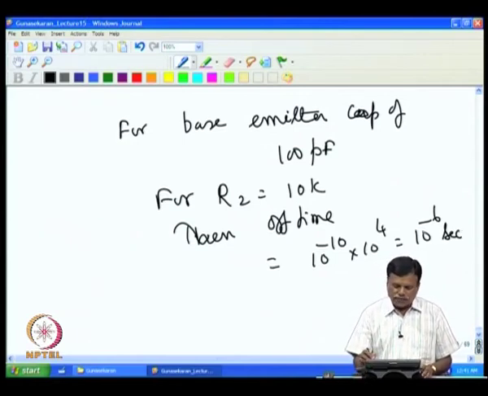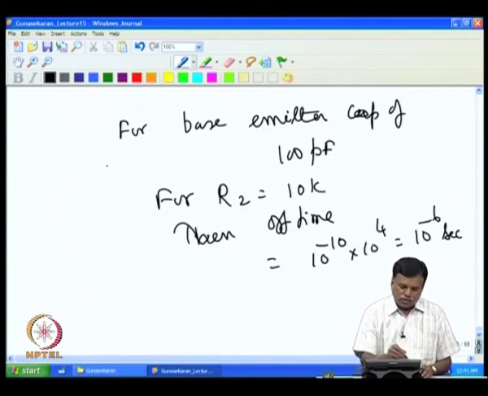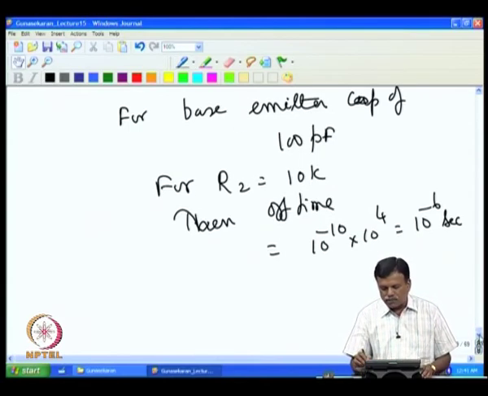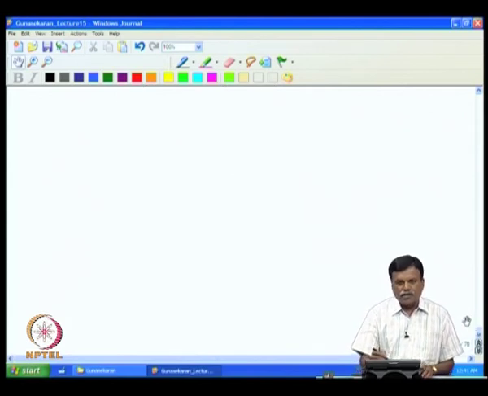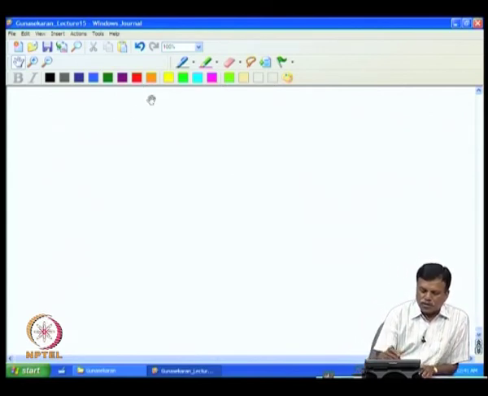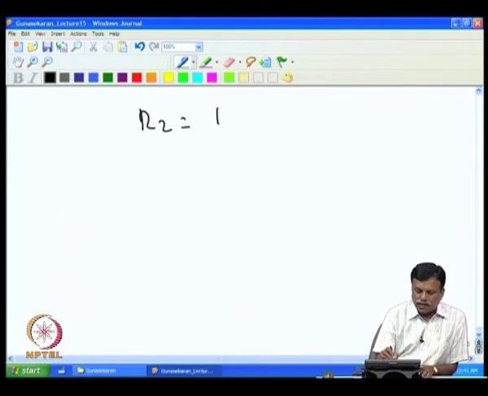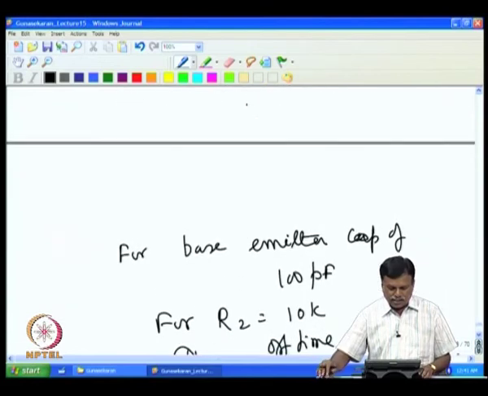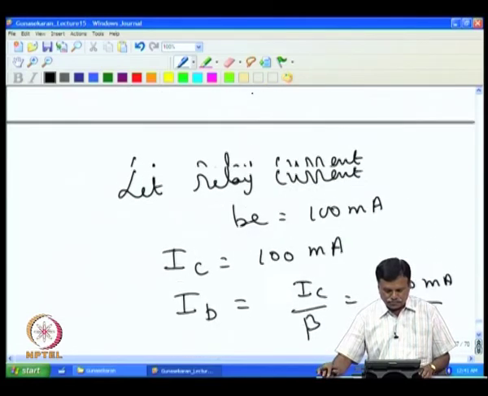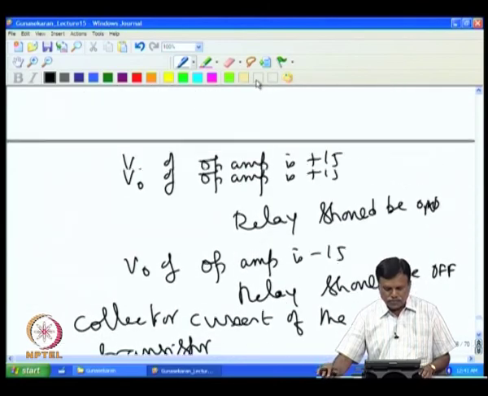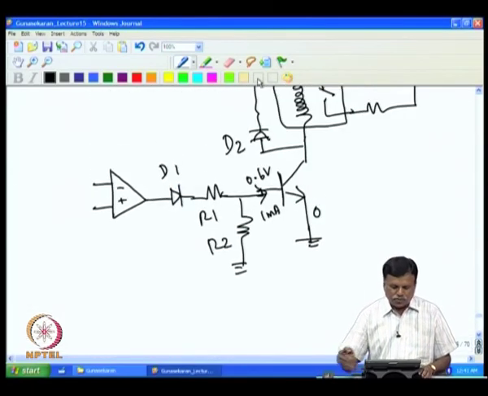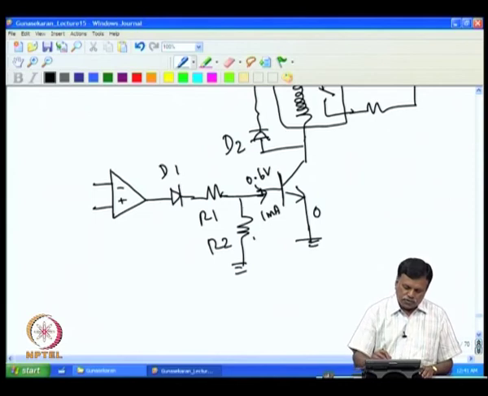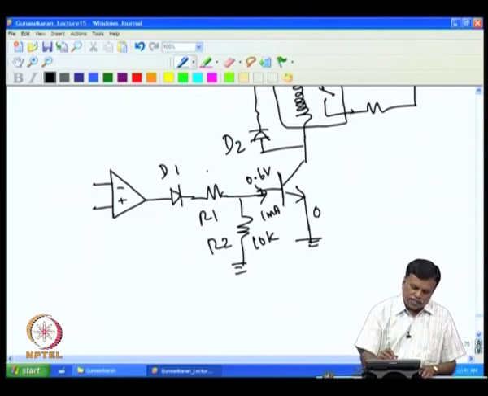If it is not enough, we can readjust, because this R2 is in our control, this is our selection. So, we can select an even larger value if the time is very short. So, this is fine. R2 is fixed. So, we got R2 as 10K, which leaves us only to decide the other resistance, that is R1. Because this resistance is 10K now, and we have decided on this value.